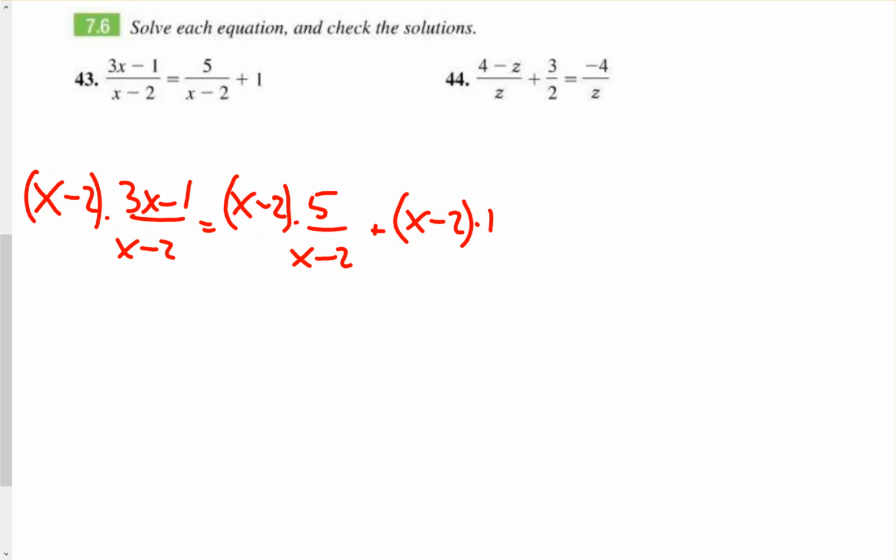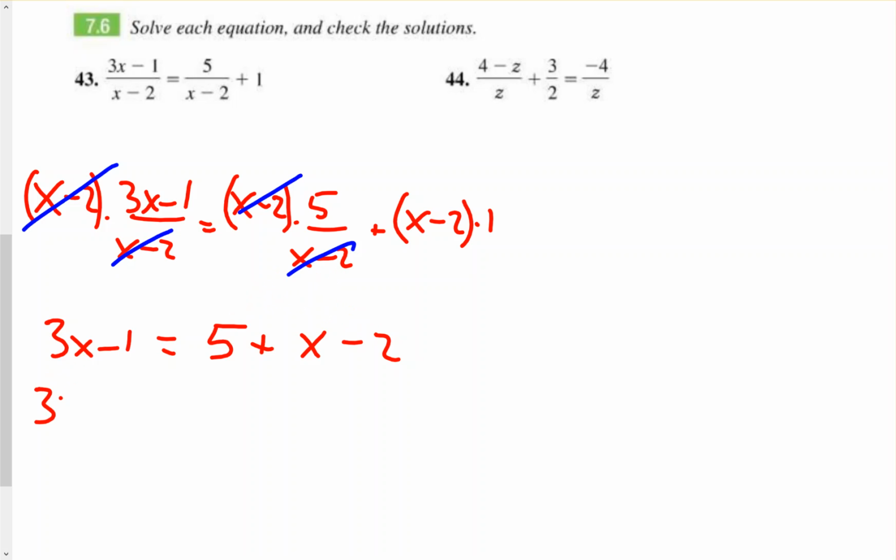And so what happens as you multiply, the x minus 2's will cancel, and then we could rewrite it as 3x minus 1 equals 5 plus, now distribute the 1, so that would be 1 times x is x minus 2. Okay, so this is what the equation becomes. And now we can simplify by combining like terms on the right. We have 3x minus 1 equals 5 minus 2 is 3 plus x.